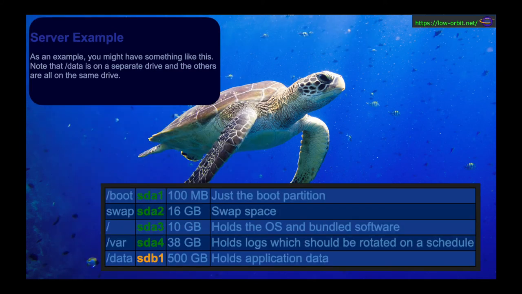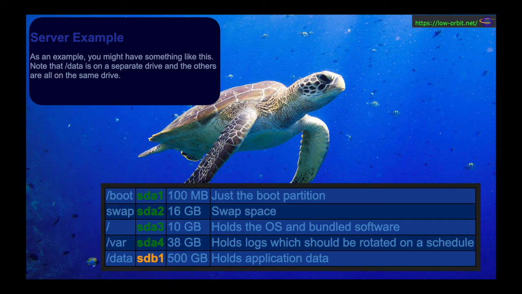Now, server example. As an example, you might have something like this. Note that the /data is on a separate drive and the others are all on the same drive. So this is an example of how you might lay out your drives and partitions. Notice in this table below, we have two disks. The first disk has four partitions all in green. We have SDA1, SDA2, SDA3, SDA4.